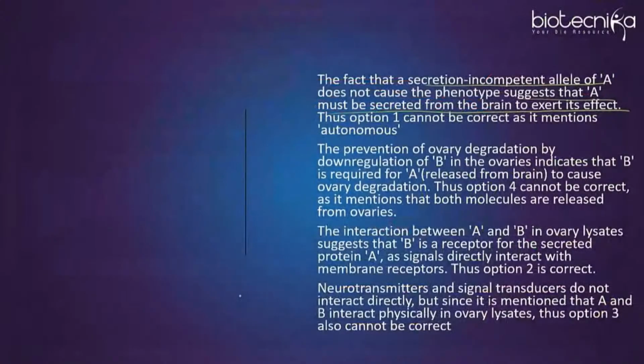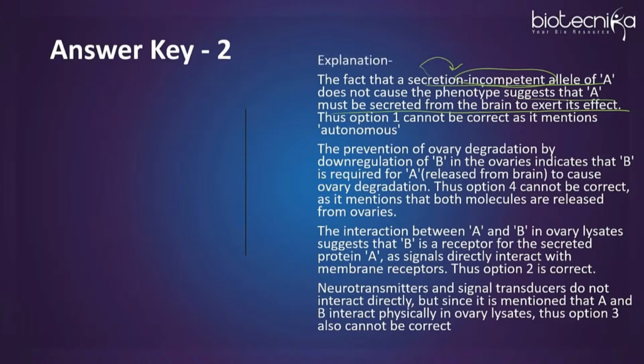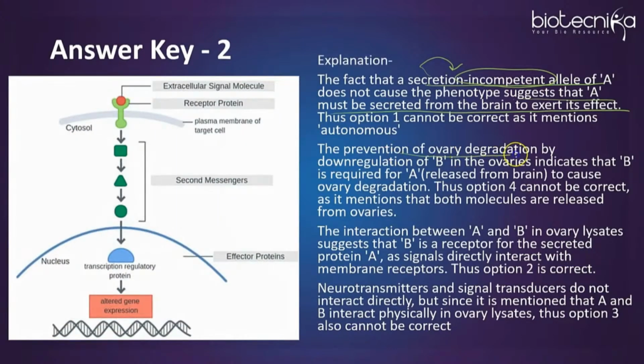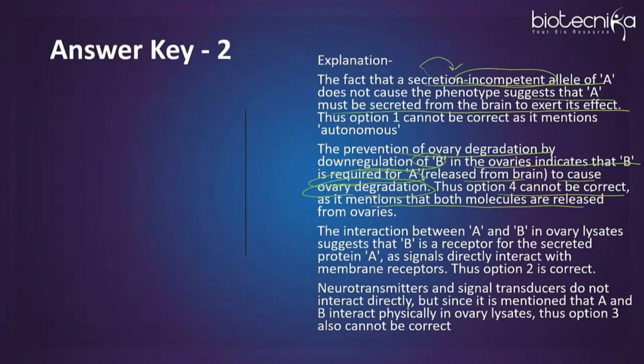So protein A cell autonomously influences ovary development, autonomously, and B is secreted. So A, when it is not secreted, option 1 cannot be correct because it is mentioning autonomous. And we are seeing that secretion incompetent. That means secretion means it's part of a signaling process. The prevention of ovary degradation by downregulation of B in the ovary indicates that B is required for A to cause ovary degradation. That's why when B is down regulated, then it is able to prevent the ovary degradation. Thus, option 4 cannot be correct as it mentions that both molecules are released from ovaries, right?